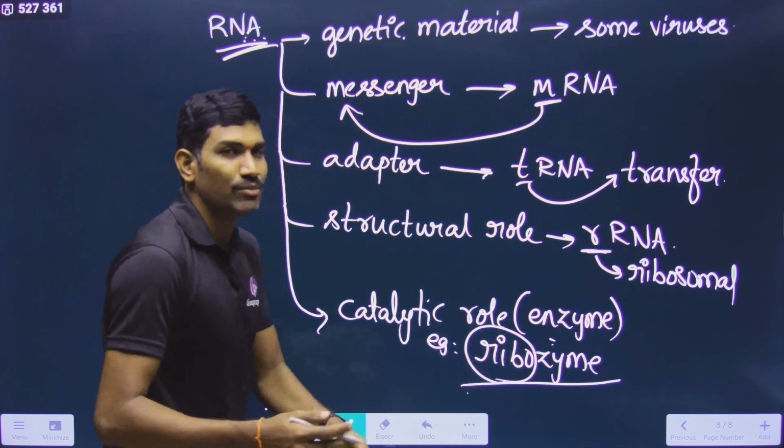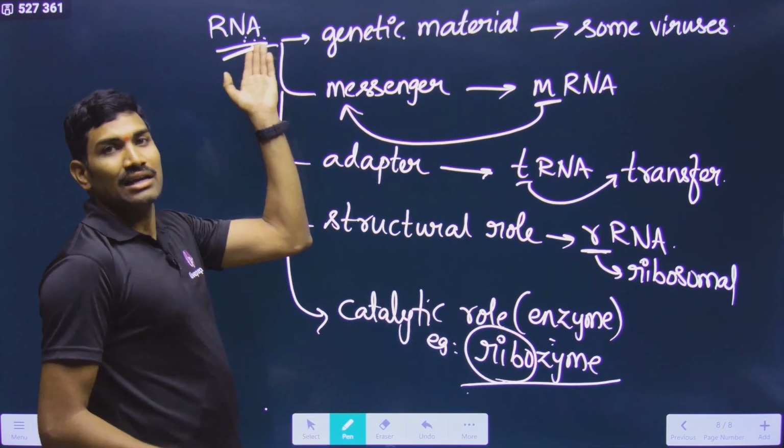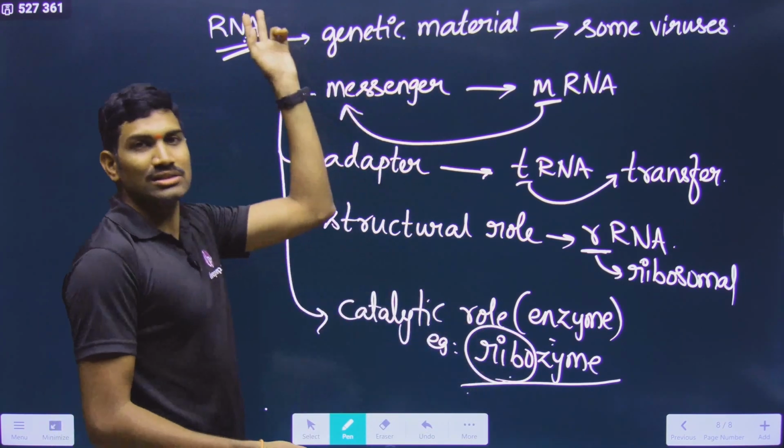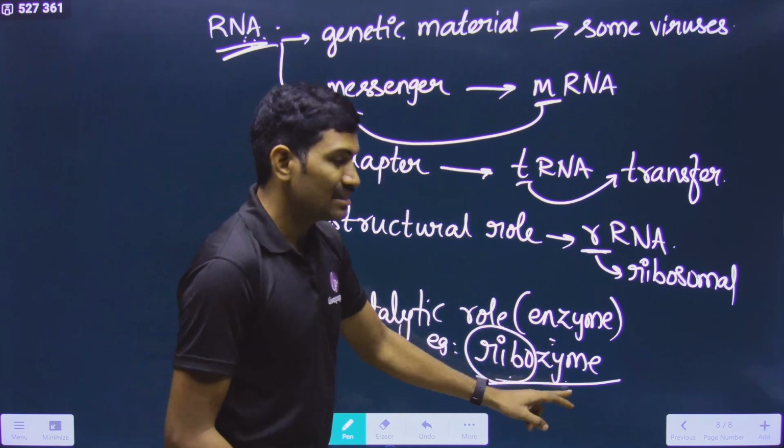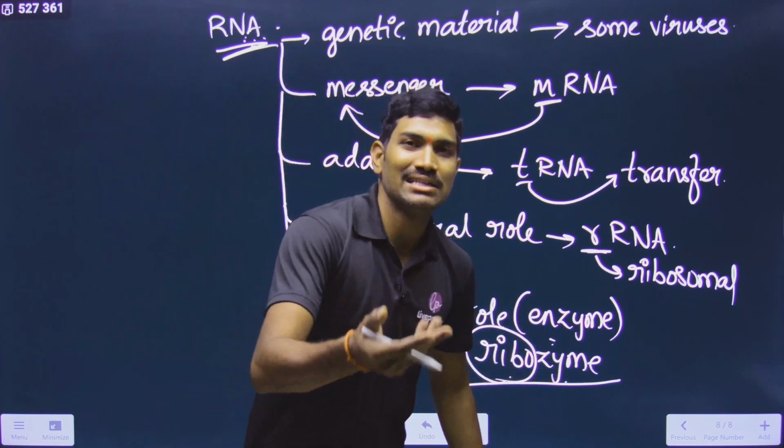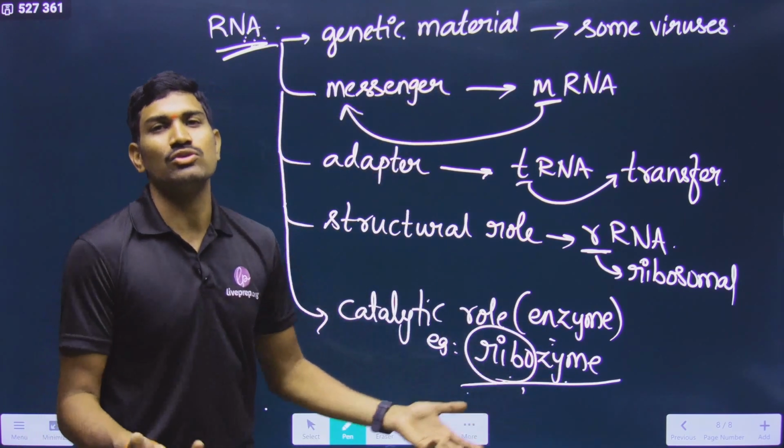Ribo means what? Ribonucleic acid, RNA. Zyme, enzyme. So it is acting as an enzyme. That's why it is called a ribozyme.